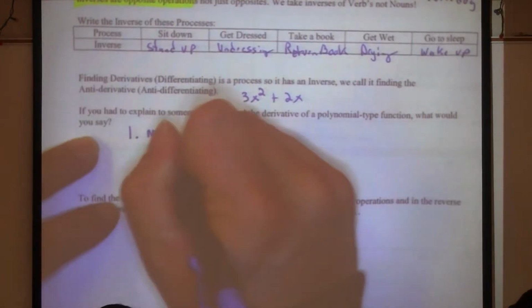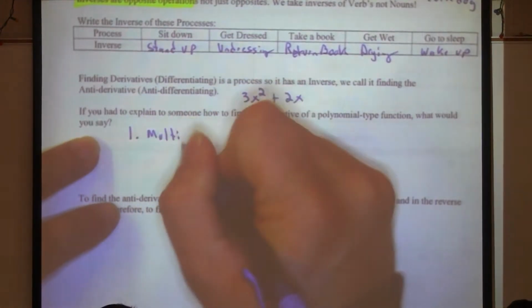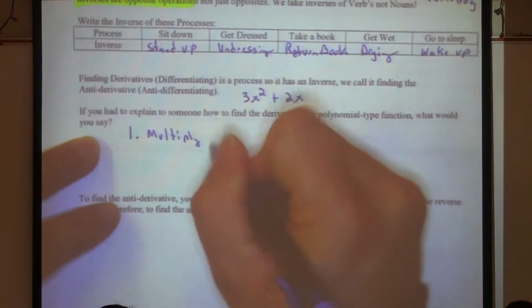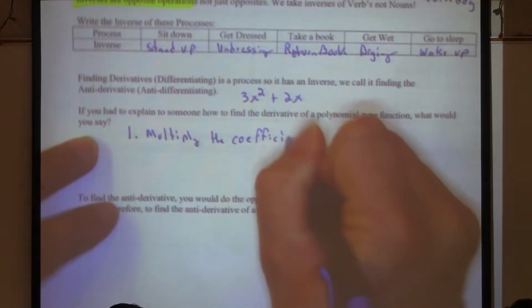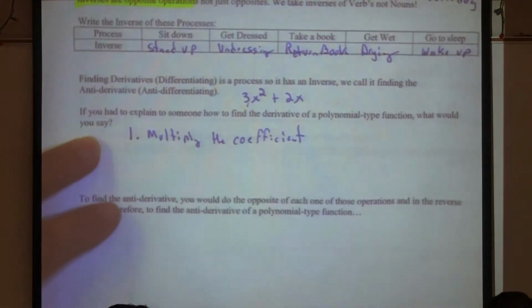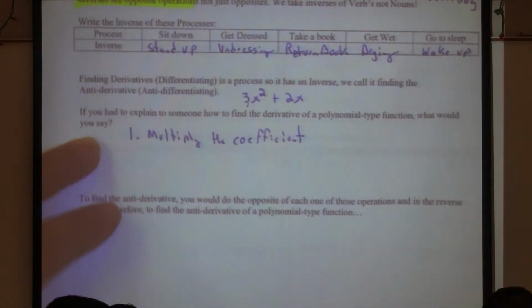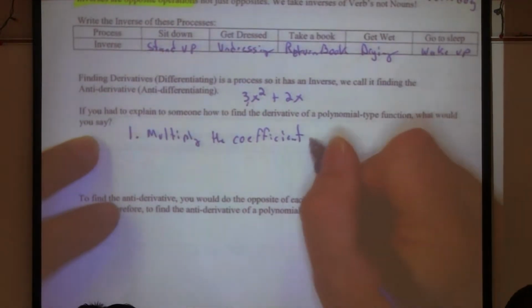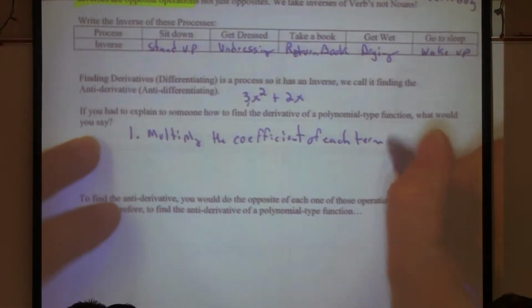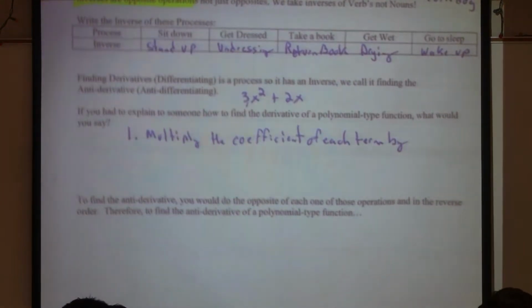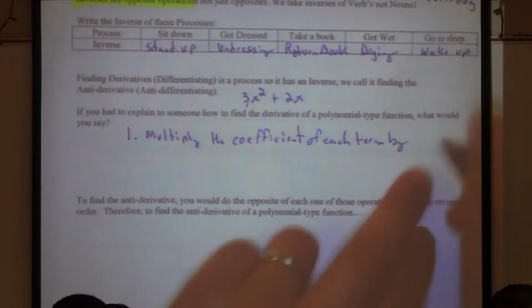Multiply the coefficient. What's the coefficient? The number in front of the term, right? So 3. So multiply the coefficient of each term by what? By its exponent. Okay.